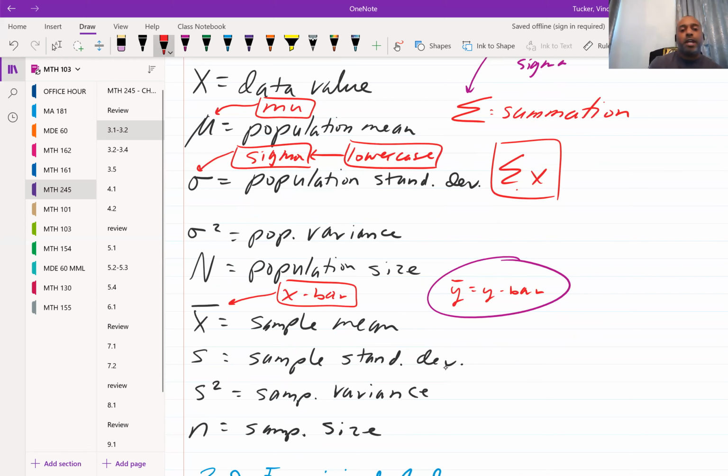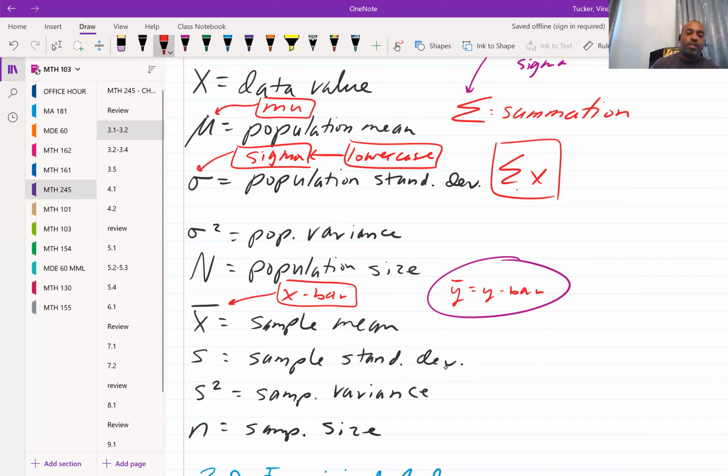Now, when you talk about your sample, X bar, whenever you have a letter with the bar over it, that's letter bar. So that's X bar. Example right here, Y bar. If you had an A with a bar over it, that would be A bar. Mathematics ran out of letters, so they had to start doing different things to signify different terms that they're dealing with. So X bar is going to be your sample mean.